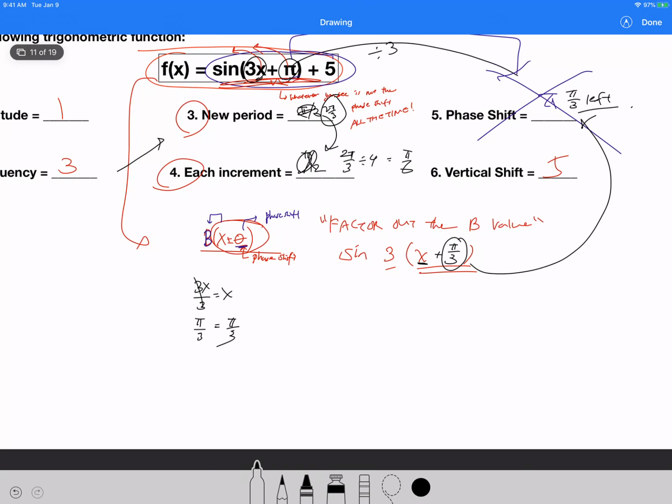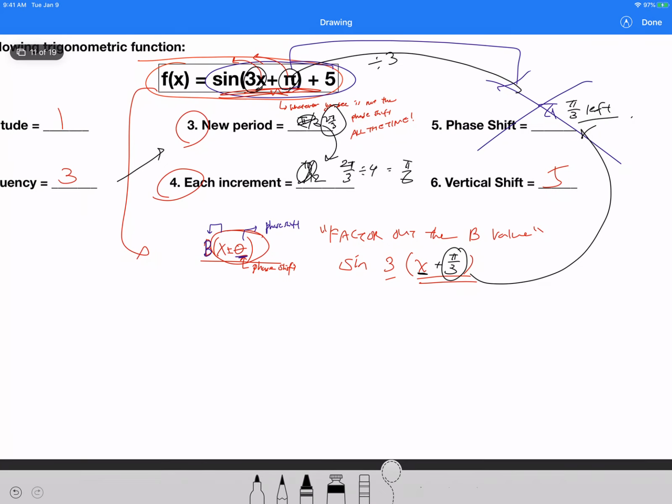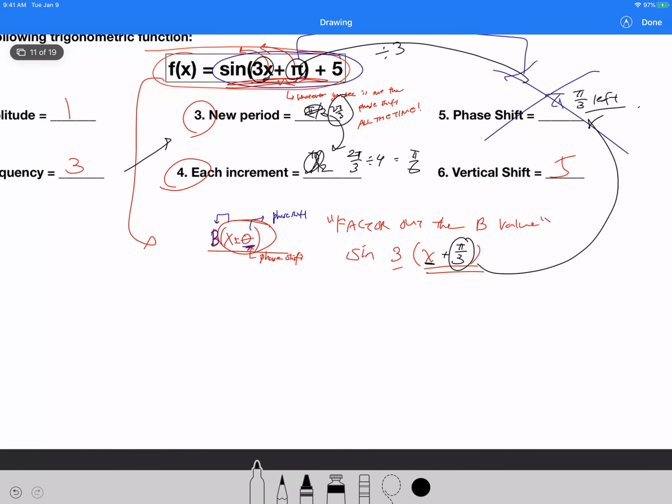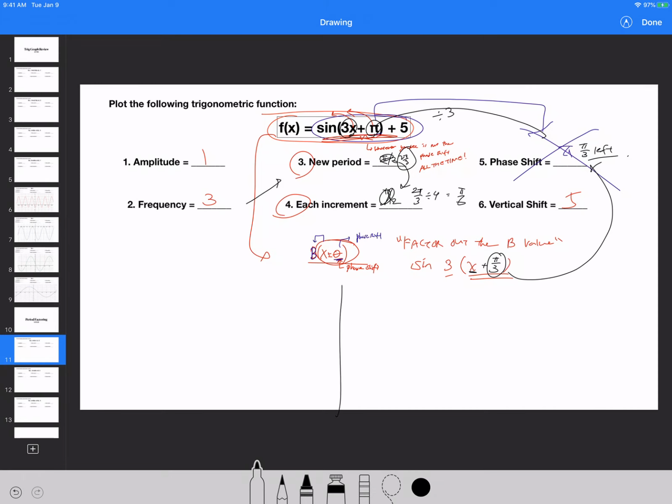Okay, it's not pi to the left, it's pi over 3 to the left. So let's say that I'm going to erase this and I'm trying to graph this just like before. And each increment I'm going to make it as pi over 6. So pi over 6, 2 pi over 6, 3 pi over 6, 4 pi over 6, which is my full period. Negative pi over 6, negative 2 pi over 6, negative 3 pi over 6, and negative 4 pi over 6.